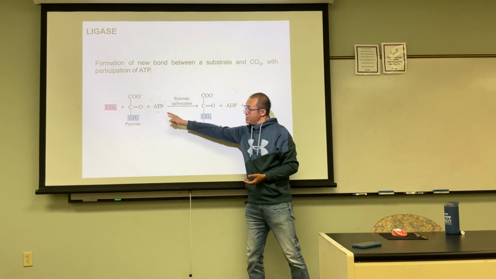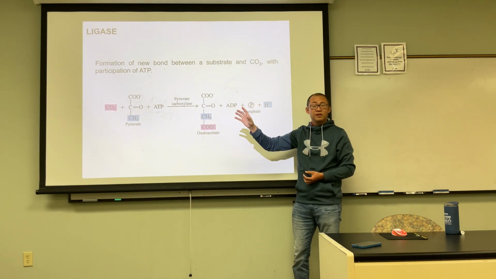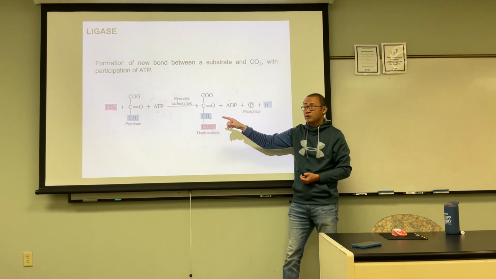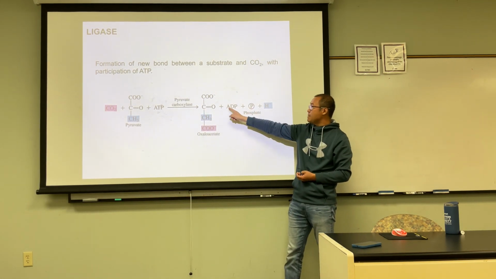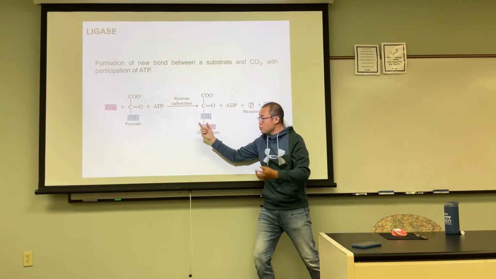And you can see that here, in this case, ATP only does what? Provide energy. The phosphate is not transferred anywhere. This is the phosphate. It's broken. ATP becomes ADP and a phosphate. The bond is broken, and the energy in that bond is used to do that ligation.